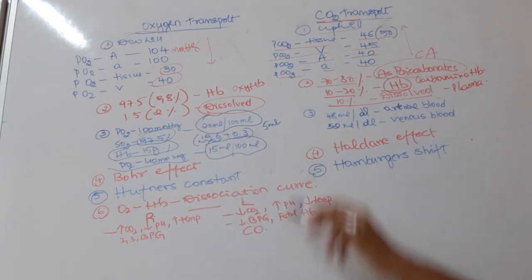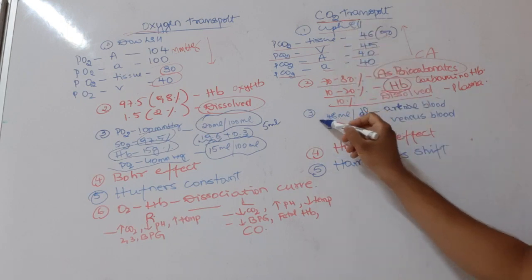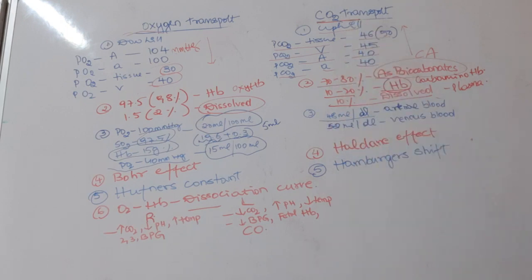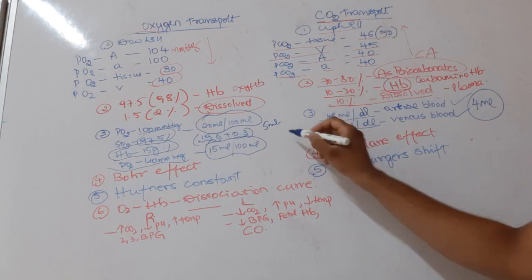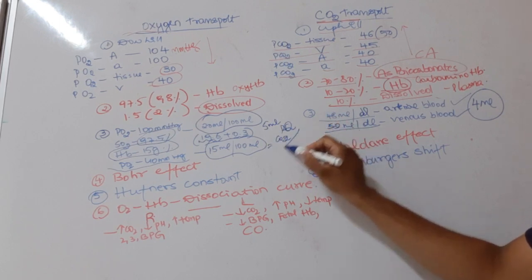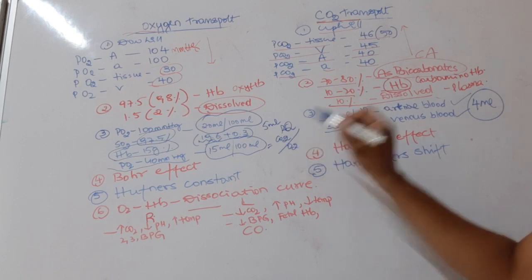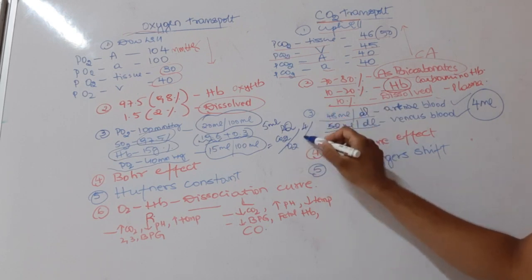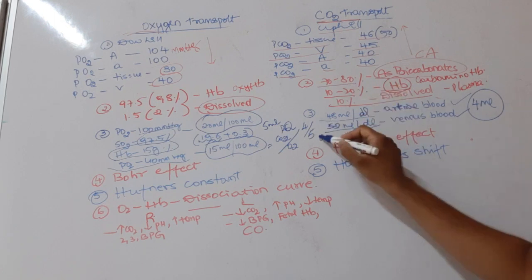In carbon dioxide transport, about 48 ml of carbon dioxide per deciliter is seen in arterial blood, and about 52 ml per deciliter in venous blood. Therefore 4 ml of carbon dioxide is gained. So we have something called the respiratory quotient, which is the carbon dioxide produced relative to the oxygen consumed. That is 4 divided by 5, which is 0.8.